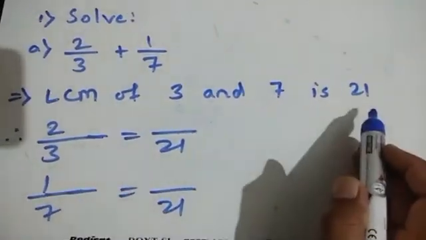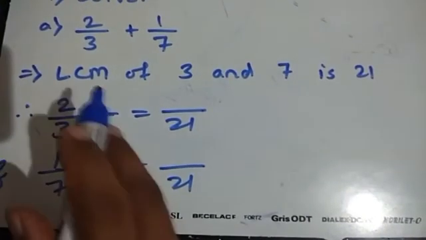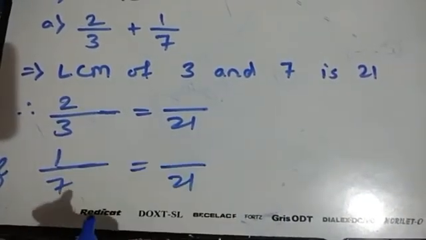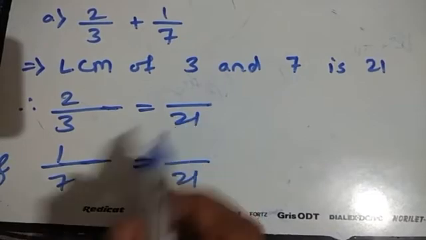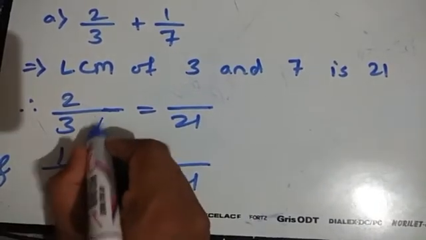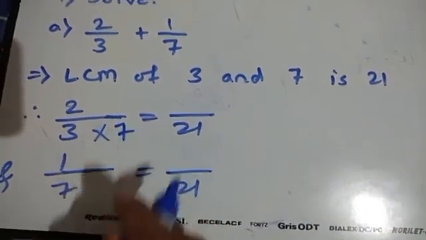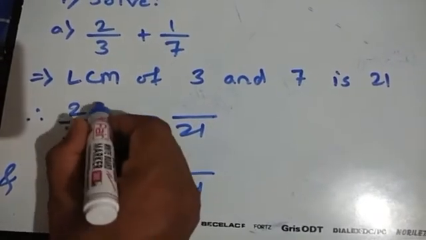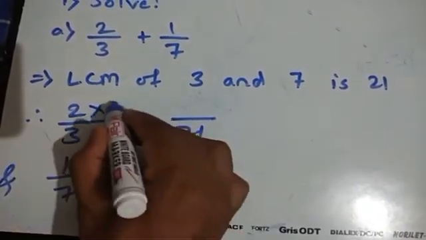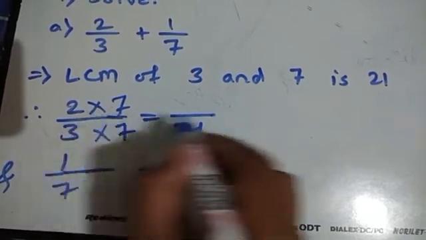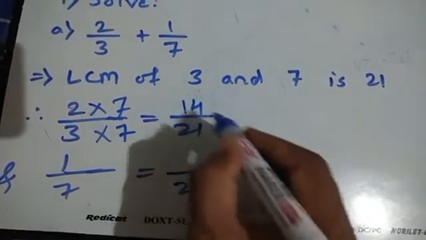So now we have to convert their denominators equal to the LCM. Now to get 21 here, by which number will you multiply this 3? You will multiply by 7. So 3 multiplied by 7. In the same way, I am going to multiply this 2 also with 7. So 2 7s are 14 you will get here. This will become 14 upon 21.